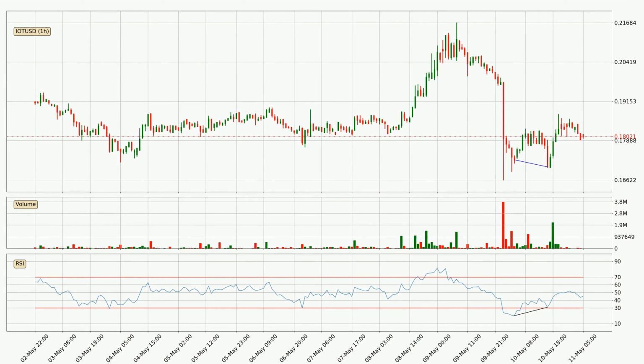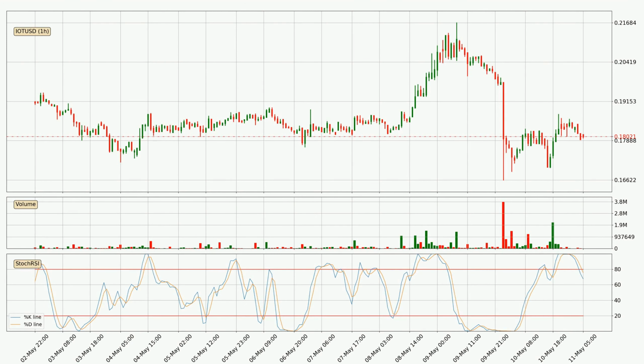On the lookout for divergences in the hourly time frame, the price has already gone up owing to the last bullish divergence. Looking at the hourly stochastic RSI, the stochastic RSI currently shows no overbought or oversold conditions, but the %K line is below the %D line, which means the current trend is on the downside.